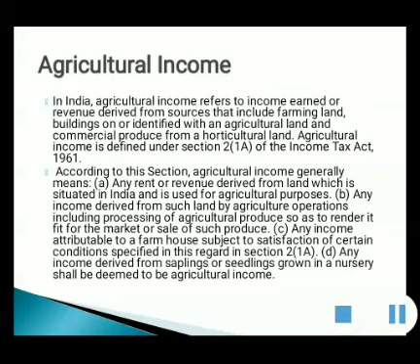And the last condition, what is defined as agricultural income: any income derived from saplings or seedlings grown in a nursery shall be deemed to be agricultural income. So the section for agricultural income in the Income Tax Act of 1961 is Section 2, subsection 1A.